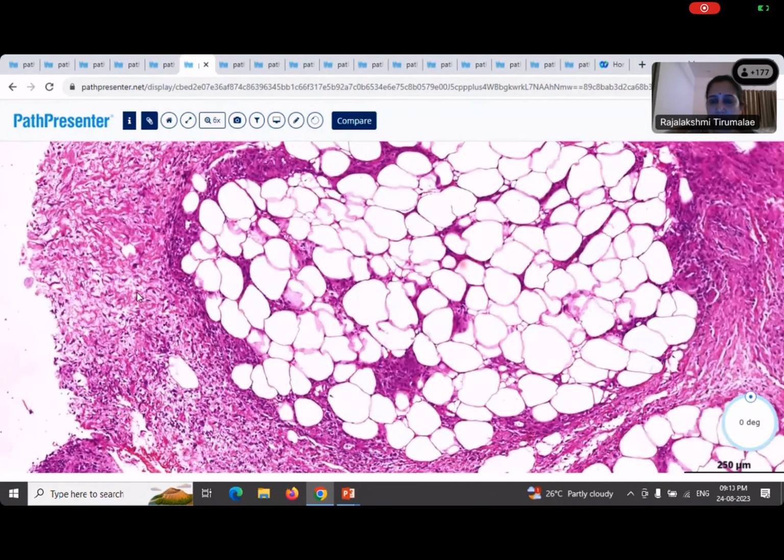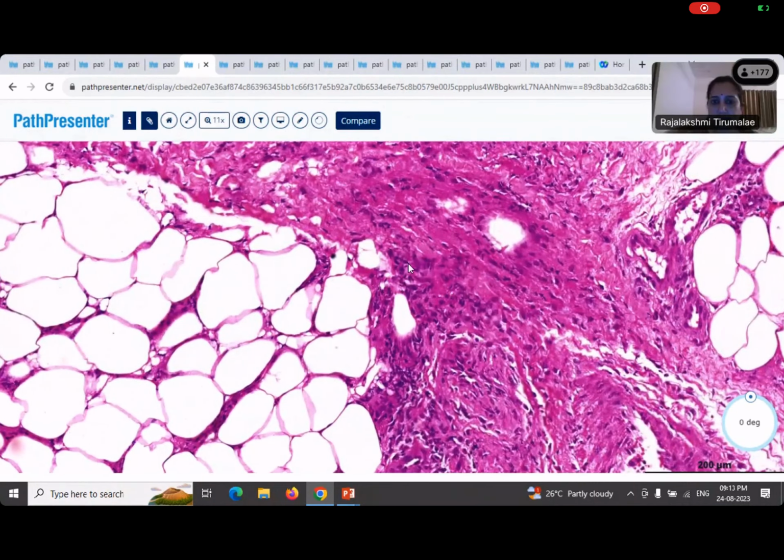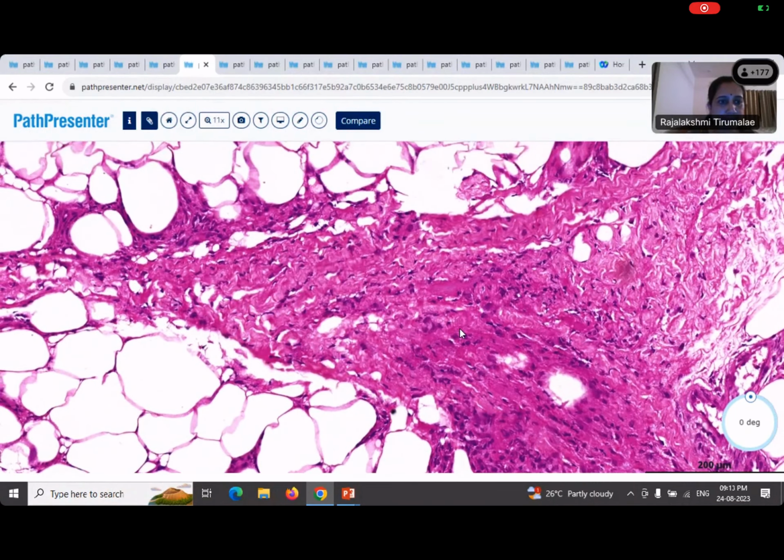There is some edema here. Septal widening because of edema. And over here there is some fibrosis, right? Anything else? There are two fragments. Let's look at both the fragments.